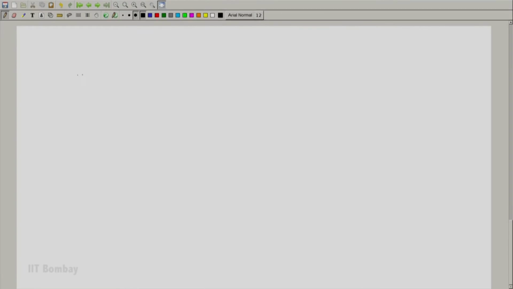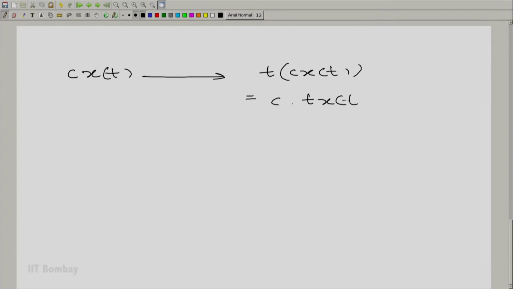Well, give C times x(t) to the system, and what do you get? You get T times Cx(t), and very clearly this is C times T x(t), that is very easy to see, that is C times y(t), and therefore the system is clearly homogeneous.